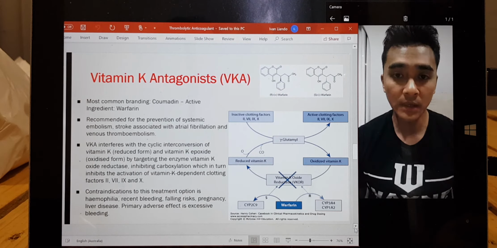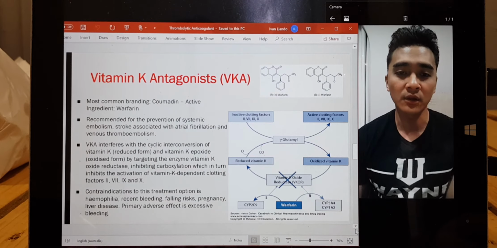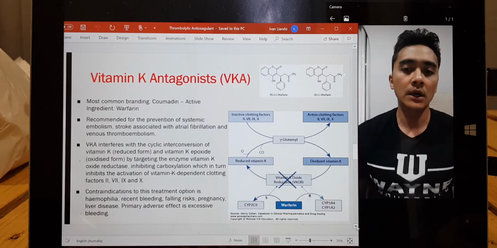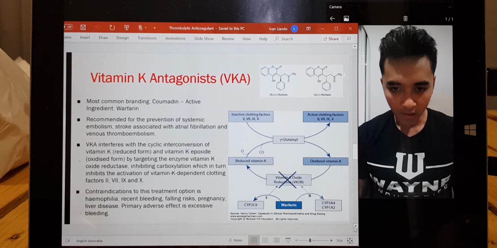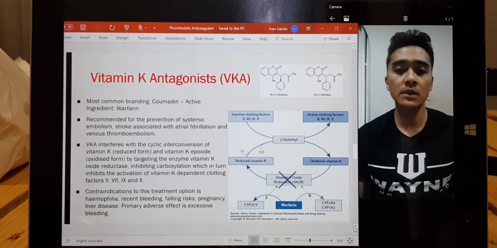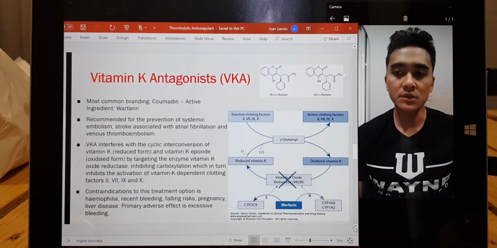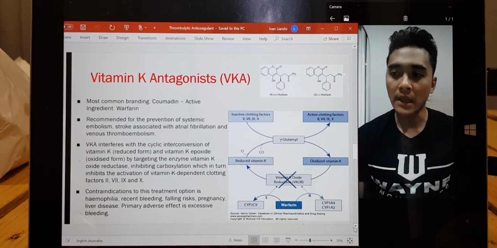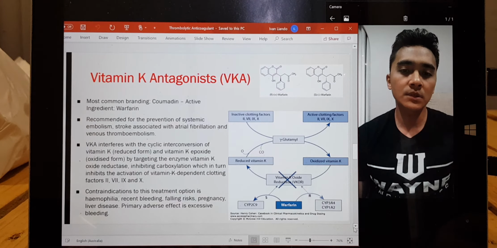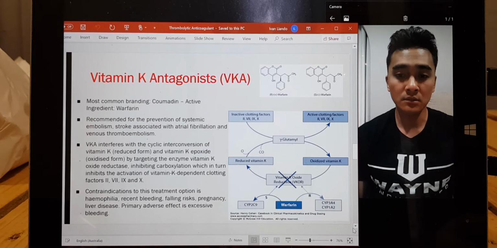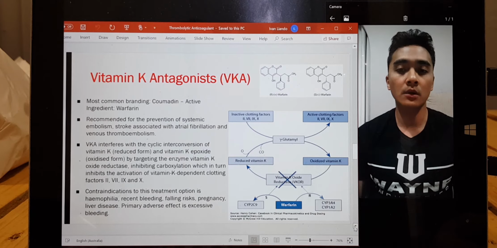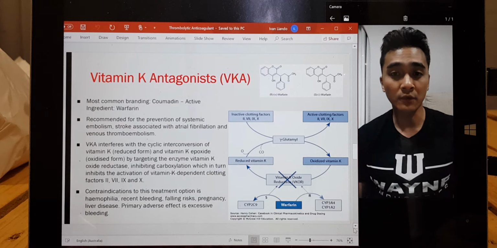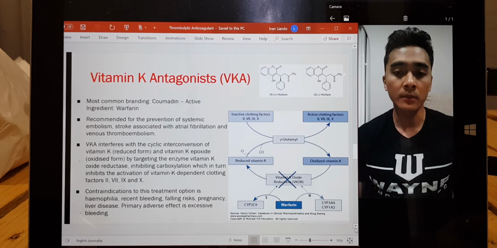Okay, so warfarin is probably one of the most well-known anticoagulants out there, associated with its use as rat poison. Now the clinical version is sold as Coumadin, and it exists as two isomers, the R isomer and the S isomer. The significance of this involves its pharmacokinetics and its metabolism. They're used to prevent systemic embolism, stroke brought about by atrial fibrillation, and venous thromboembolism.